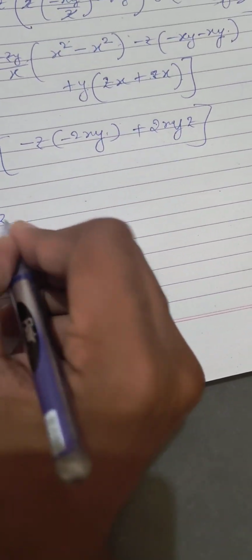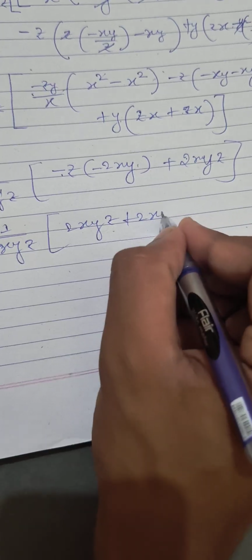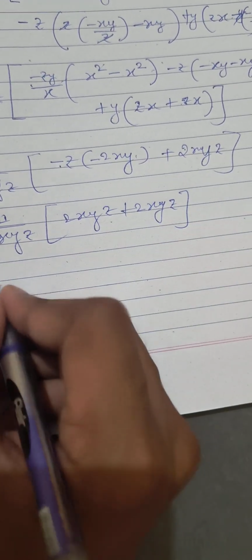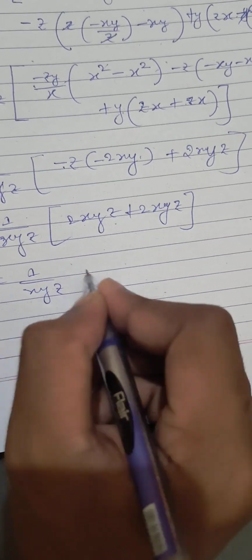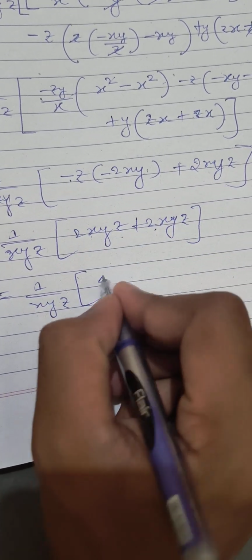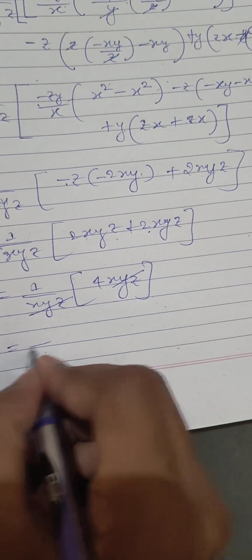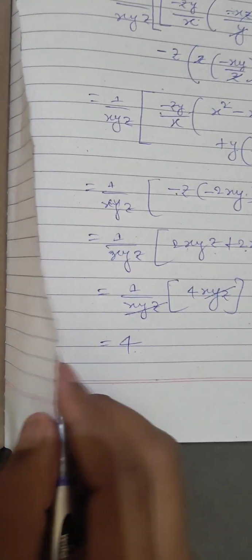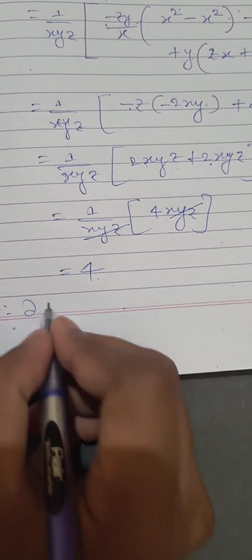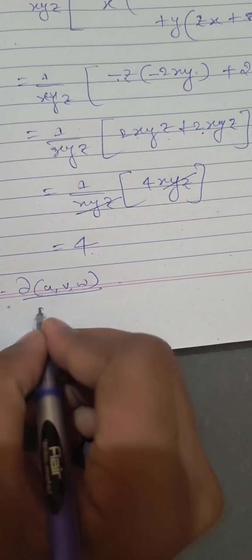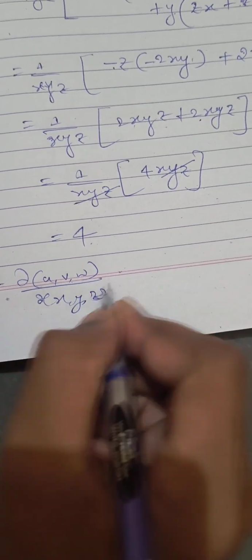Again simplify this, 1 divided by xyz. So 2xyz, this minus becomes plus, 2xyz plus 2xyz. That is 1 divided by xyz into 4xyz. So xyz gets cancelled and the value is 4. Therefore what we have to find, del of (u, v, w) divided by del of (x, y, z), equals 4. That is the required answer.